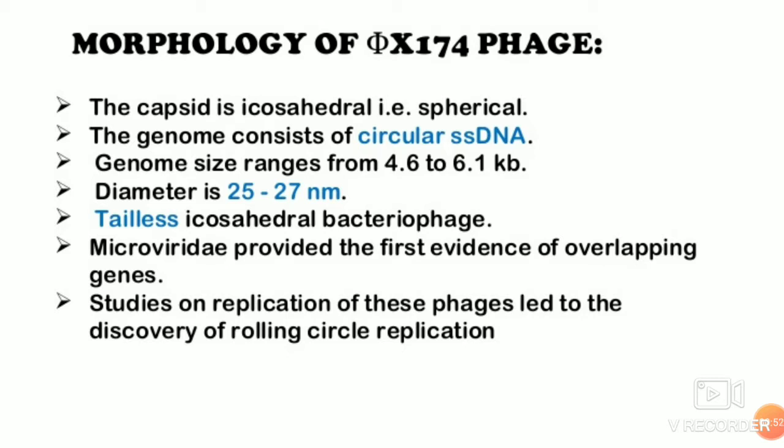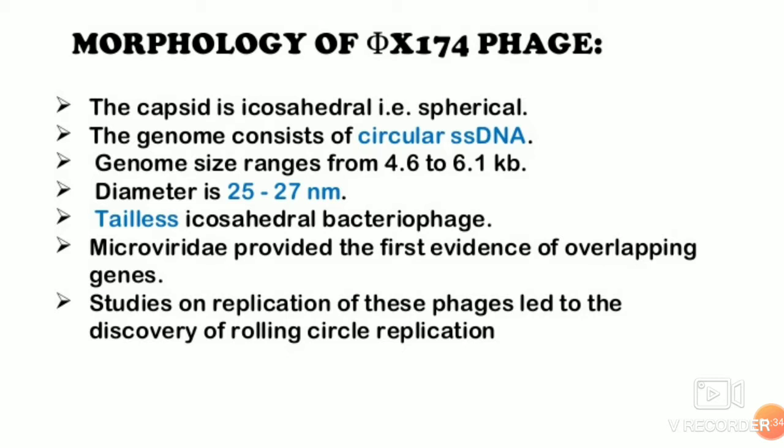Like viruses, it has a protein coat, and inside that is the nucleic acid. In some bacteriophages like the lambda phage you have a tail, but this bacteriophage does not have a tail. The capsid is icosahedral. The genome consists of circular single-stranded DNA. The size of the genome can vary between 4.6 to 6.1 kilobases, but they say it is exactly 5386 nucleotides. The diameter of this capsid is 25 to 27 nanometers. It is a tailless icosahedral bacteriophage.